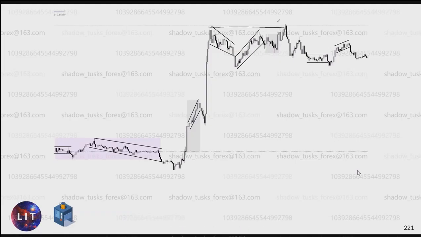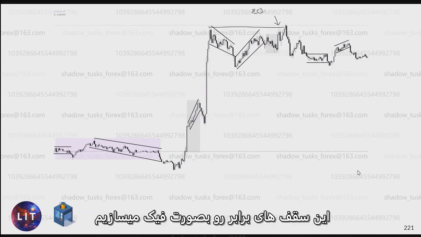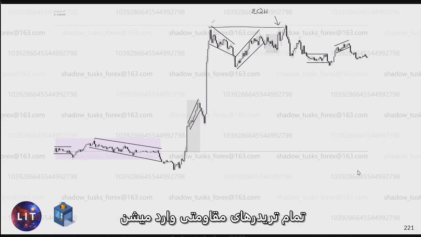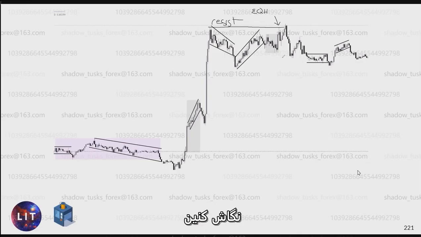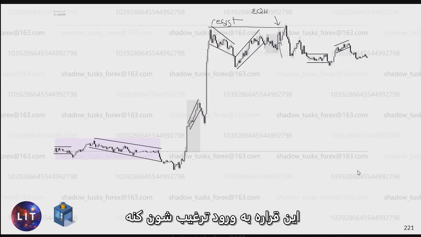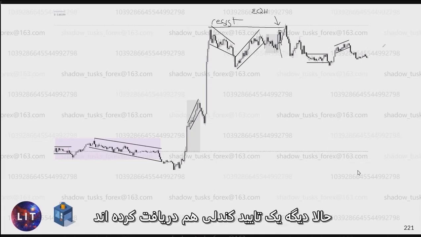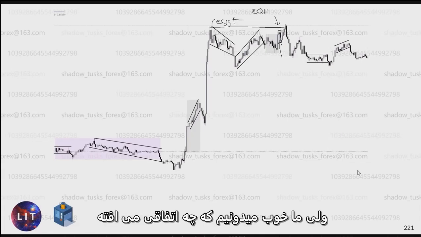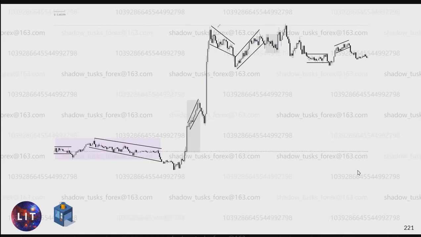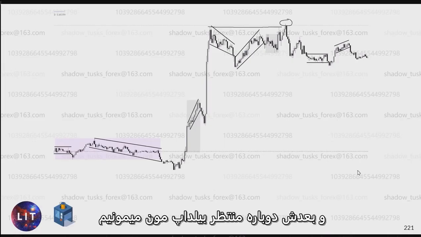And look here, again, what are we doing here? Faking the reaction, faking the equal highs. Oh my God, all of the resistance traders are getting in. Look at that. That's going to entice them in. Now they've got, oh yeah, candle confirmation as well. But we know better. What happens? Boom. Induced. Okay, and then again, we wait for our build up.